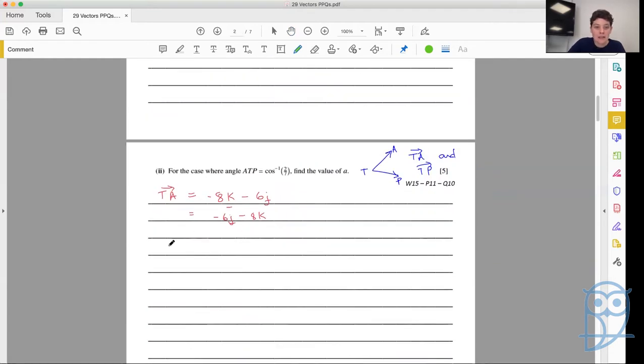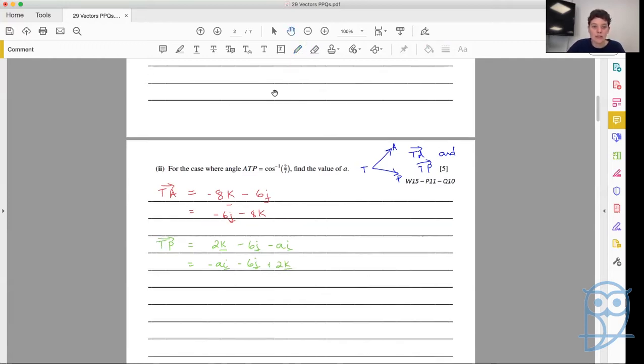So TP equals, we said, 2k minus 6j minus ai. And again, we put it into ijk. So minus ai minus 6j plus 2k. So now we have our two vectors ready to go. So let's go back to our blue to make things a little bit easier.